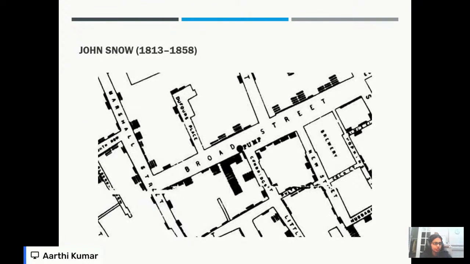This is a picture of London, a particular place called Broad Street. In 1854, a cholera epidemic spread quickly throughout Soho in London. The Broad Street area had seen over 600 deaths, and physician John Snow plotted the location of cholera deaths on a map. So what you see here is a map, and these lines over here denote the deaths.